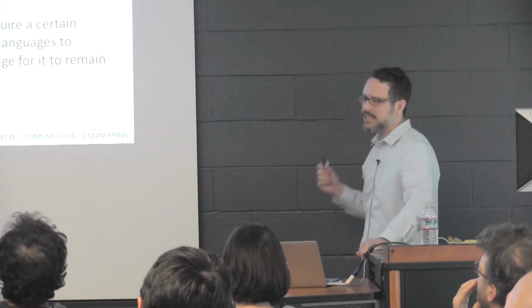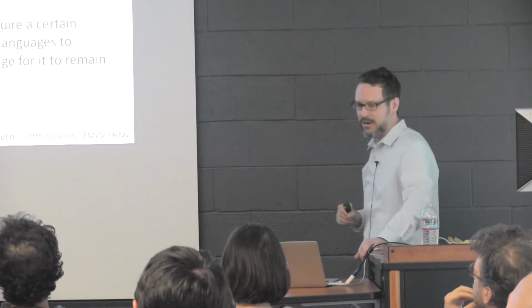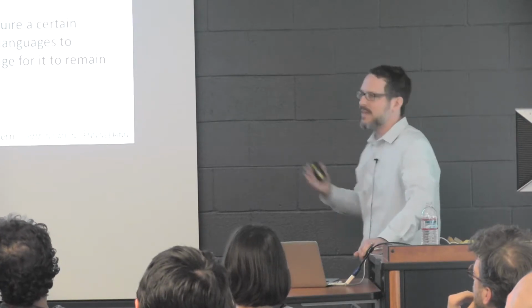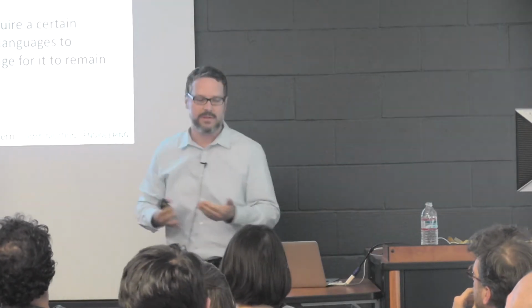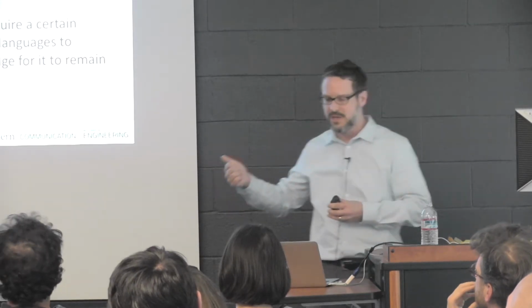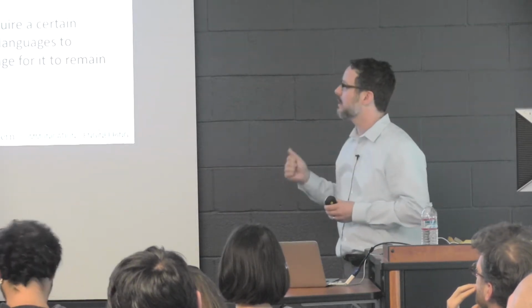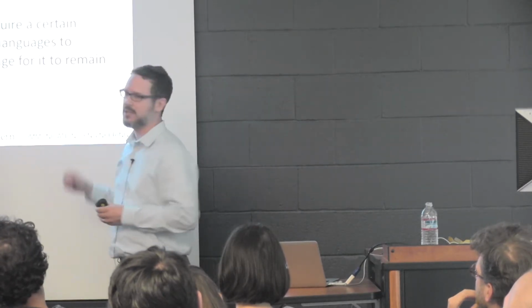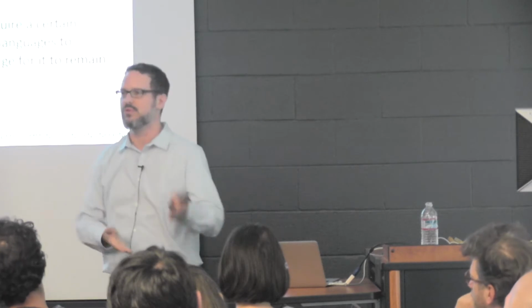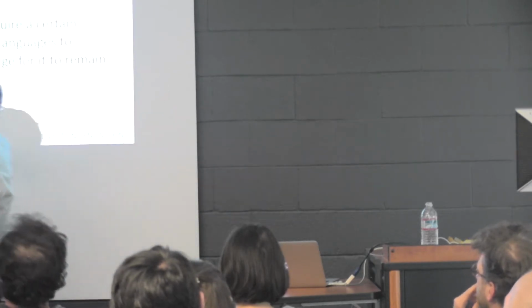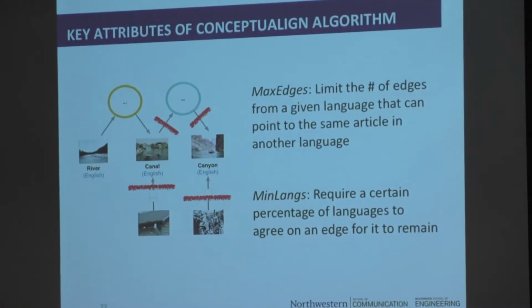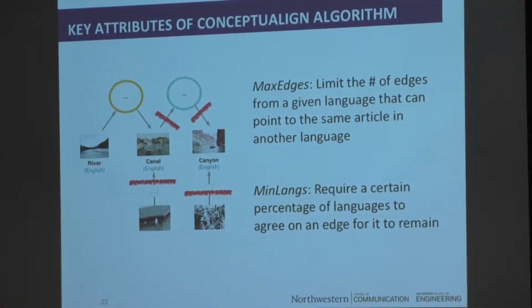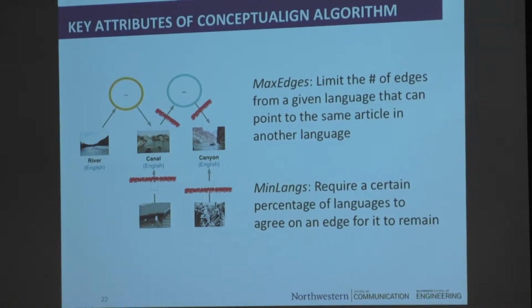So I'm not going to go into it in detail, but we have an algorithm that we talk about in our paper called Conceptual Line that really uses two things to help prune that graph. So the first one is we limit the number of edges from a given language that can point to the same article in another language. And we require a certain percentage of languages to agree on an edge in order for it to remain. Right? And this basically allows us to prune the graph a little bit. So we can cut off the egregious parts, and we have a term that we refer to as conceptual clarity, which we can validate through multilingual human studies, where we validate the conceptual clarity that we have.